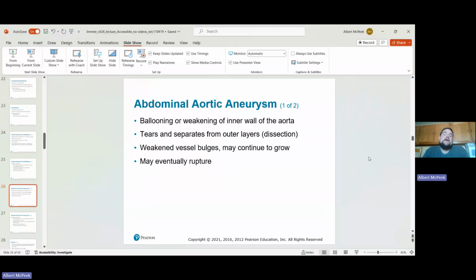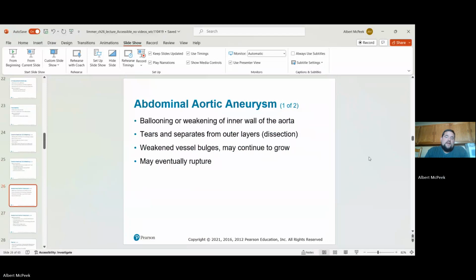Okay, let's talk about the abdominal aortic aneurysm. I'll tell you what it is. It's a ballooning or weakening of the inner wall of the aorta. It tears and separates from the outer walls, and this is called dissection. The weakened vessel does start to bulge, and that bulge may continue to grow, and it may eventually rupture. Now, this is very similar to, guys, we've had tires on cars that will develop a knot on the sidewall. I'm sure we're all used to that.